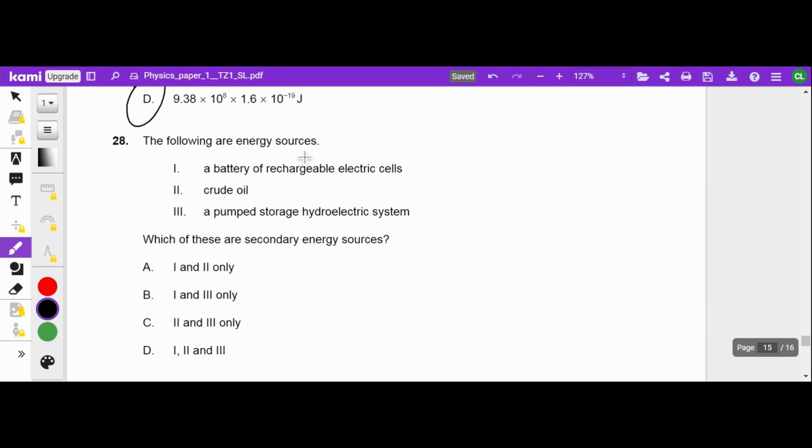The following are energy sources: a battery of rechargeable electric cells, crude oil, a pumped storage hydroelectric system. Which of these are secondary energy sources? Crude oil is definitely not one because it's a fossil fuel. Rechargeable electric cells are, because it's electrical energy. The pumped storage hydroelectric system is also a secondary source, because it's using energy to bring the water back upwards. So the answer is 1 and 3. So B.